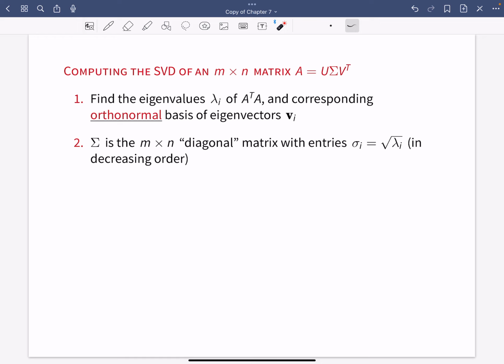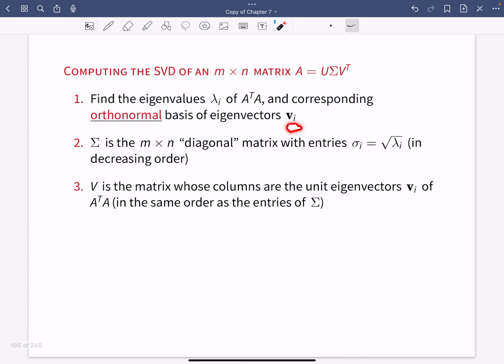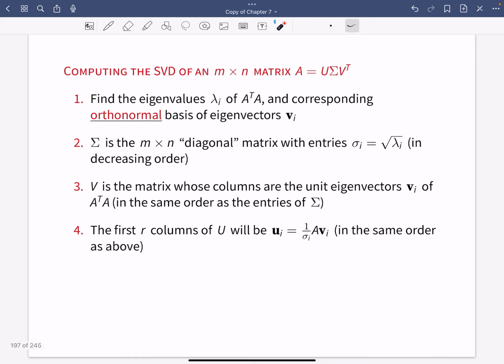You can also build the V matrix, because these orthonormal eigenvectors you found in the first step are going to be the columns of the V matrix. Okay? So you just plug those in. That gives you your V matrix. Now, to find your U matrix, you have to do a little bit more work. But the way this is done is, if you remember from last class, I have my orthonormal basis of eigenvectors.